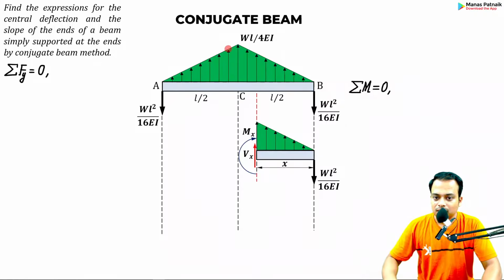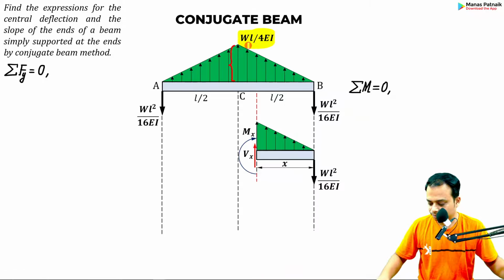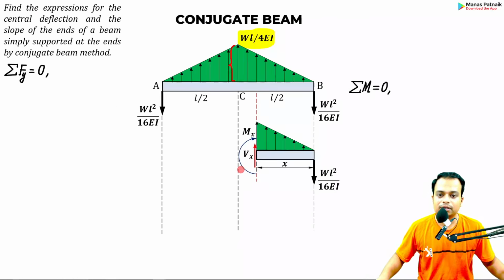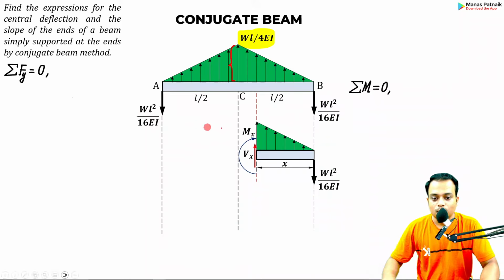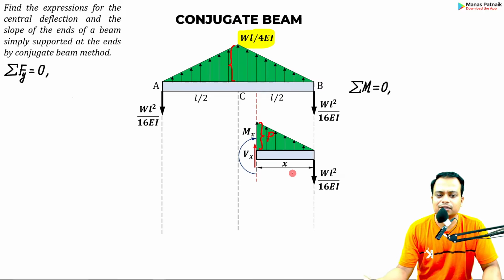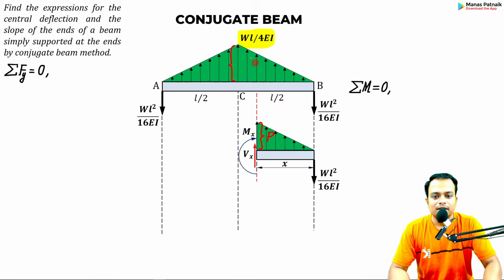First of all, please tell me how much this height is. Sir, this height is very simple. It's WL over 4EI. Okay, very well. How much is this height? Sir, we don't know. Can you calculate? Yes, we can. What we'll do is, let me simply write P over here. Let's say our objective right now is to find this value of P in terms of x. Can we do that? Yes, we can.